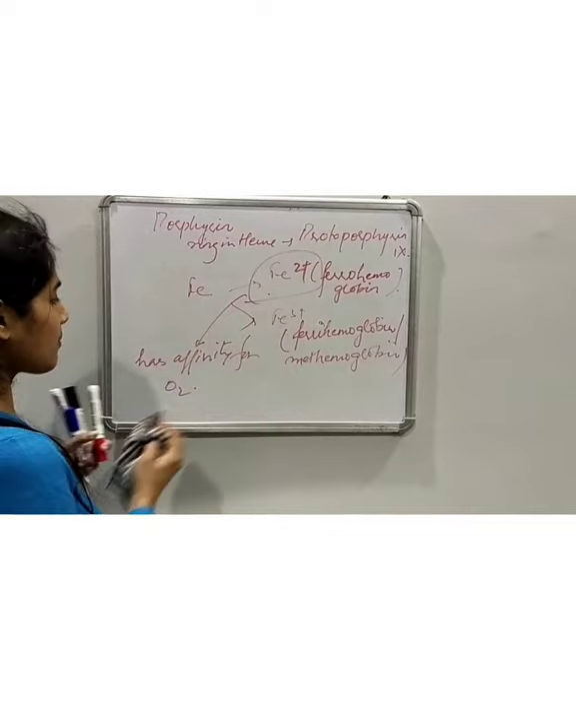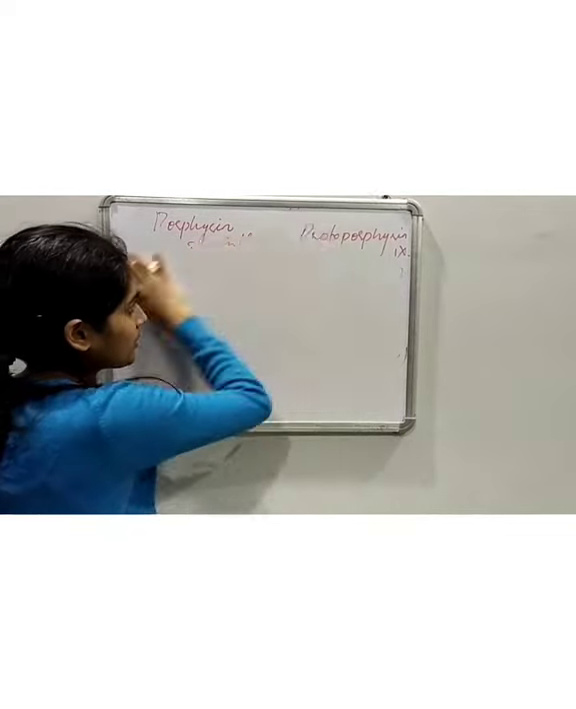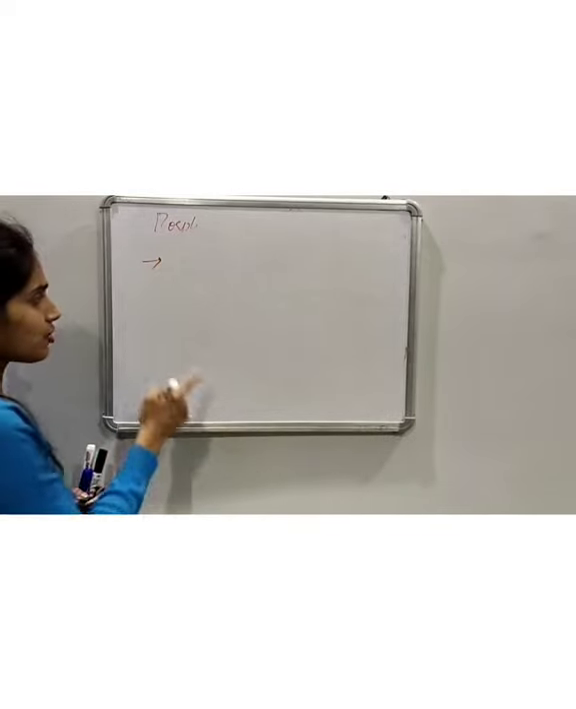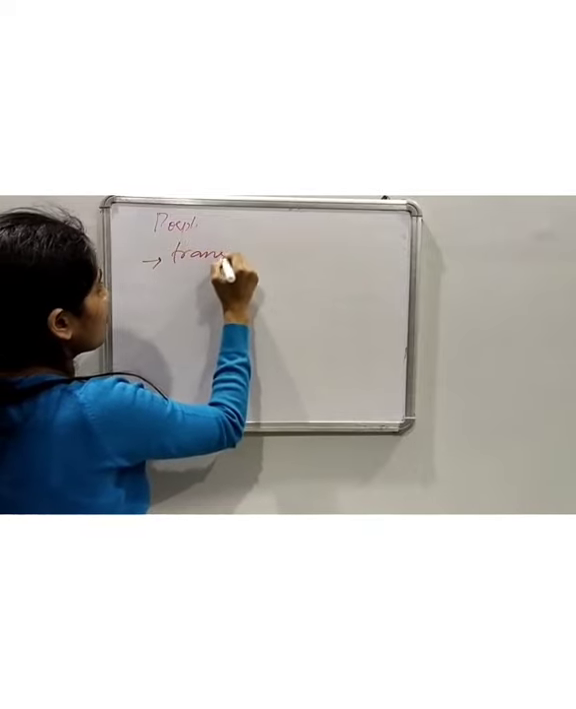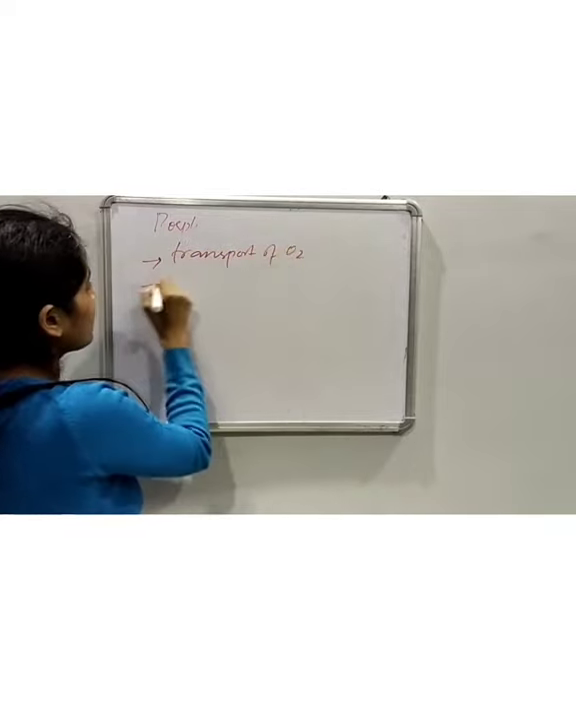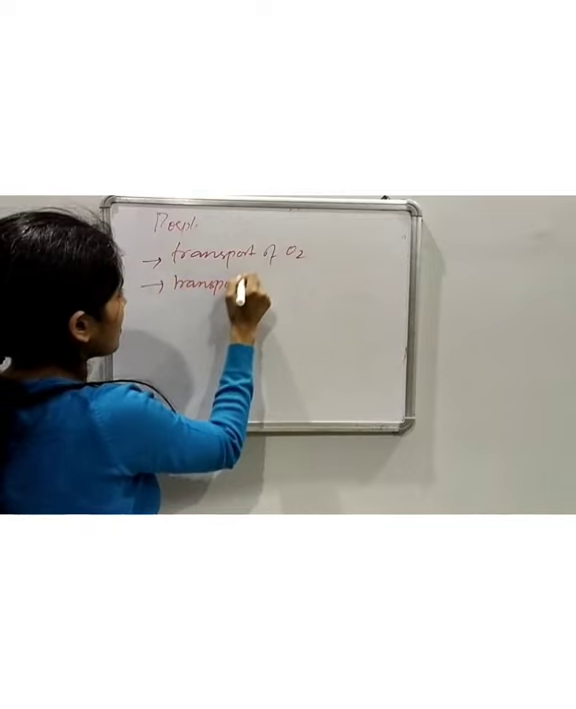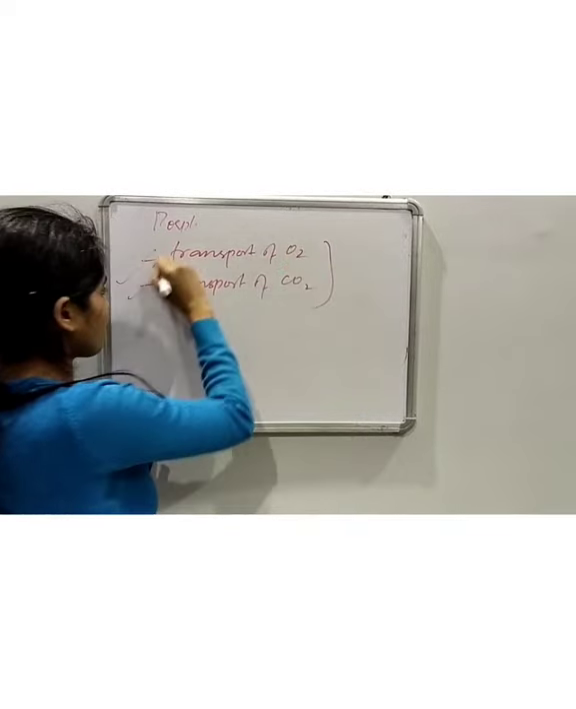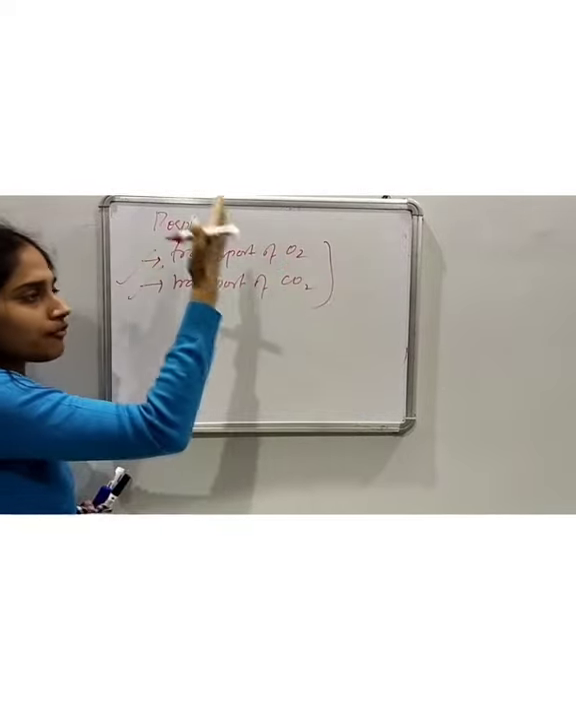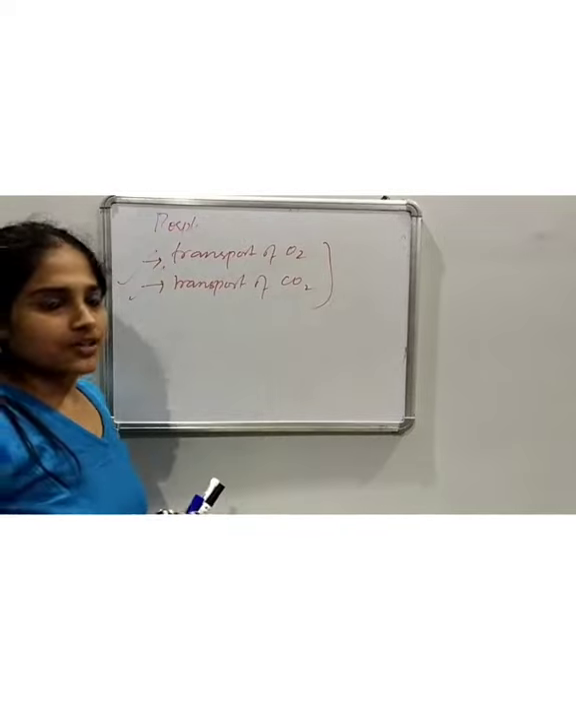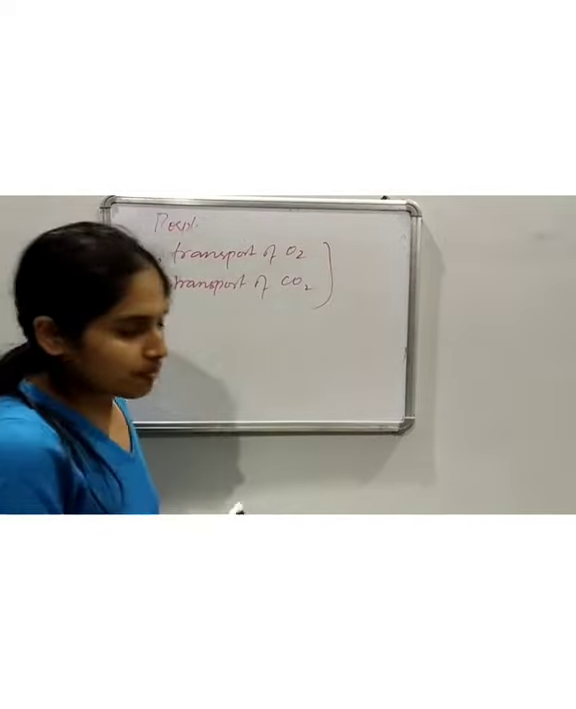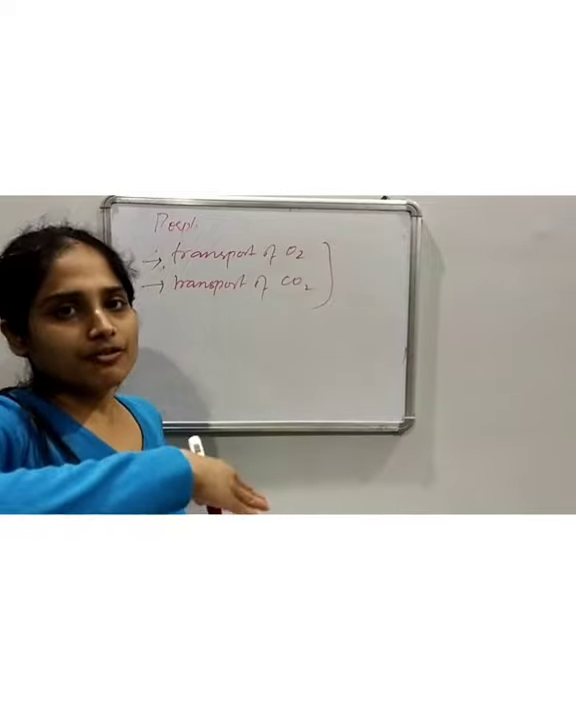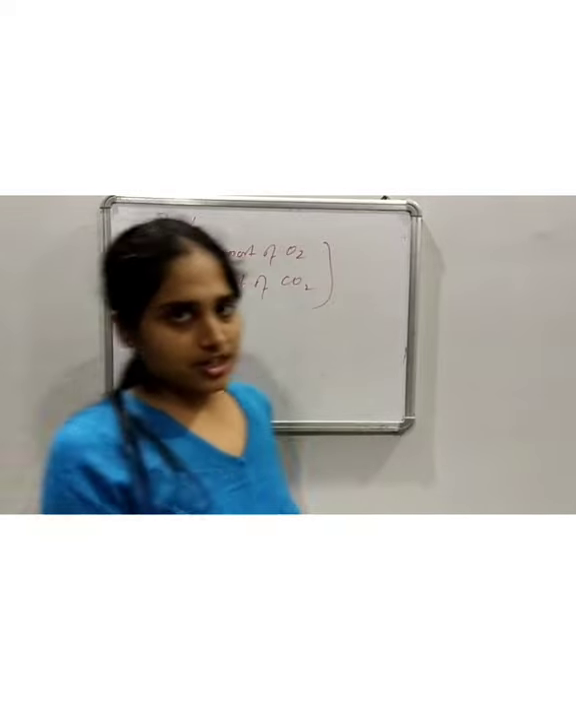What are the functions of hemoglobin? First and foremost, the function of hemoglobin is the transport of oxygen. Second is the transport of carbon dioxide. These are the two major functions of hemoglobin. First is transport of oxygen from the heart to different parts of the body, and then transport of carbon dioxide from tissues in different parts of the body towards the heart for gaseous exchange.